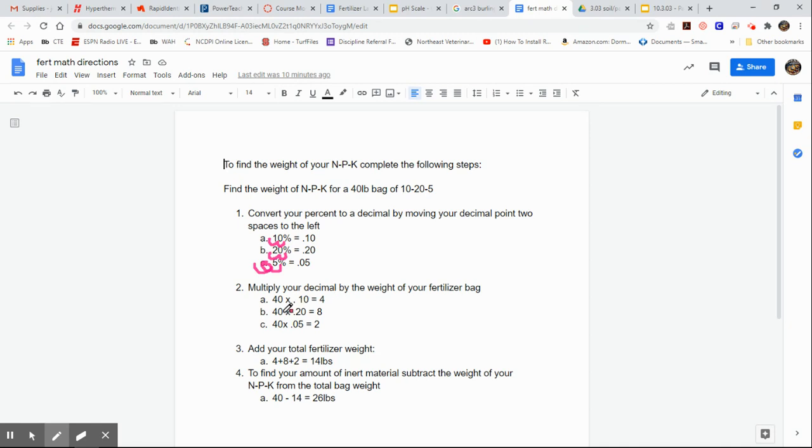And then the next thing you would do is multiply your decimal by the weight of your fertilizer bag. So for nitrogen, we have 0.10 times 40 pounds, and that gives us 4. 40 times 0.20 gives us 8 pounds of phosphorus, and 40 times this 0.05 gives us 2 pounds. So when you add all of those up, you get 14 pounds.